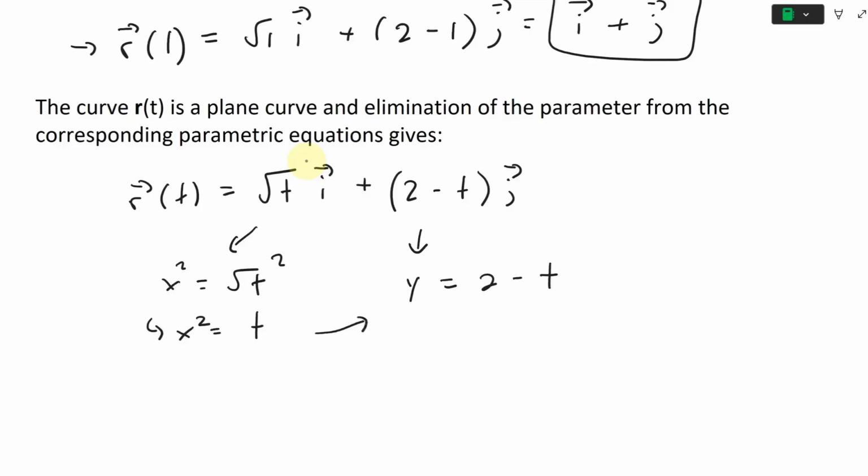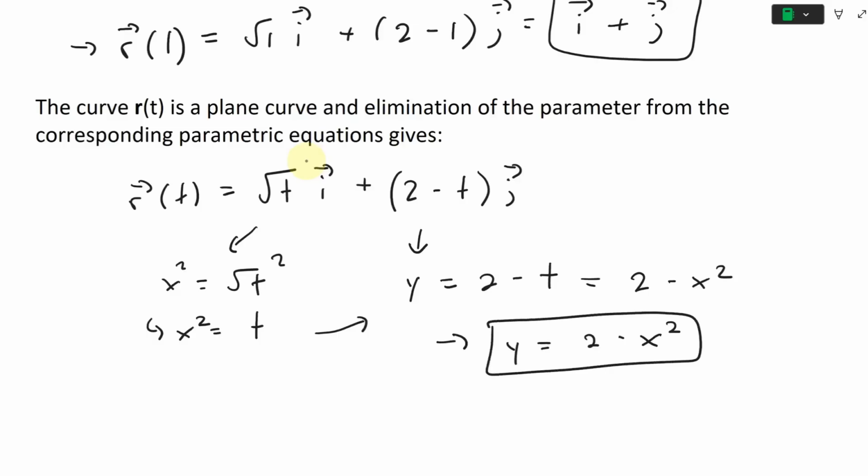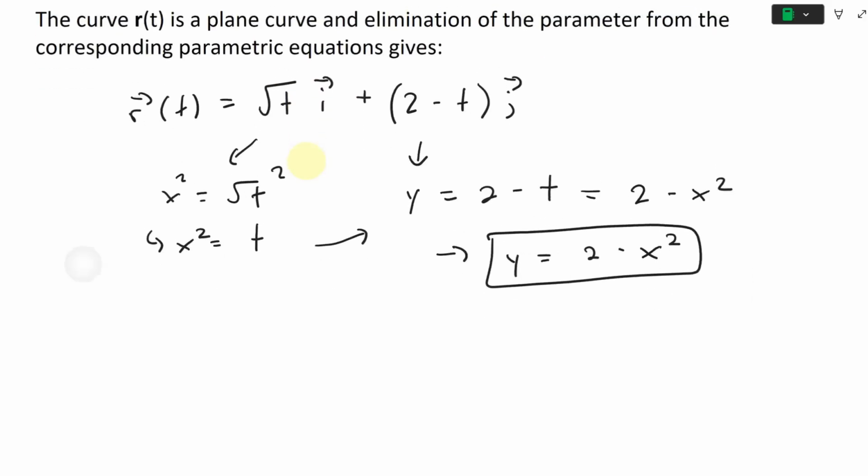Throw that inside, we get y equals 2 minus x squared. So there it is. y is equal to 2 minus x squared, which is the parabola. So we have a parabola, and it's going to be a surface because you have all values of z.